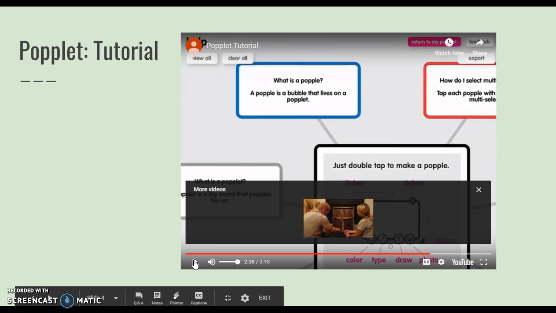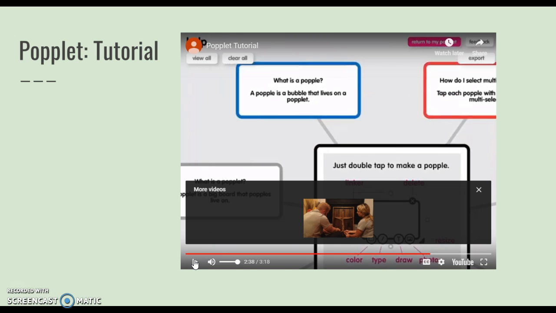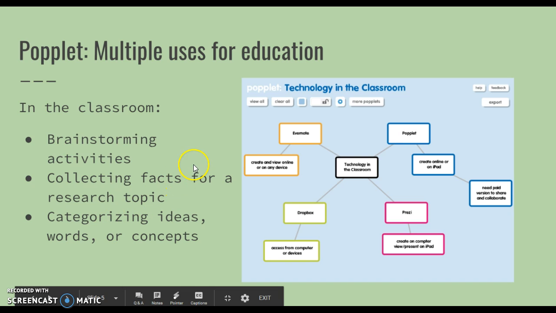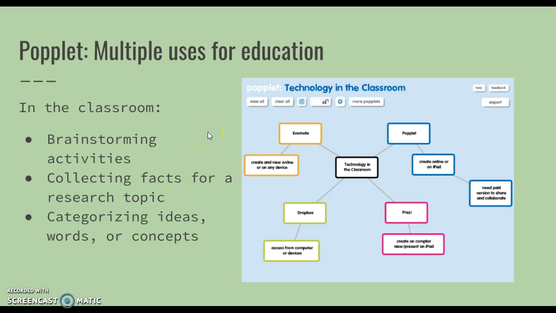Okay, so that shows you just how quick and simple it is to create a Popplet. Popplet has a wide variety of uses in the classroom. It can be used for brainstorming activities as a group or individually, collecting facts for a research topic to prepare for a project, and for categorizing ideas, words, or concepts. And this application can be used across any area of study at any grade level.